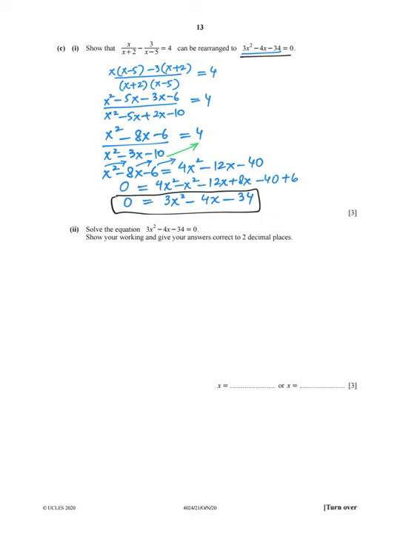After that, solve the equation 3x square minus 4x minus 34 equals 0. So we need to apply the quadratic formula here, which states that x equals minus b plus minus under root b square minus 4ac divided by 2a. That is the working formula. The values we have: a is 3, b is negative 4, and c is minus 34.